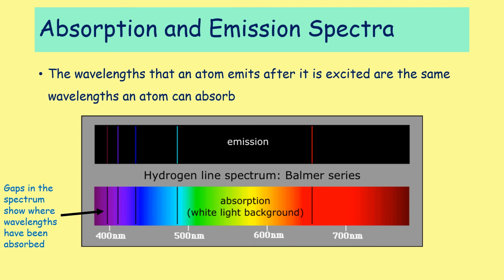As that light spreads out, we form a spectrum that goes from red to purple, and the wavelengths or colors of light that were absorbed by the sample would appear as gaps. And so that's the only difference in appearance between an absorption and an emission spectrum. An emission spectrum is mostly black with a few lines of color. An absorption spectrum is completely colored in the background where you see small black gaps which correspond to the wavelengths that have been absorbed by the sample.